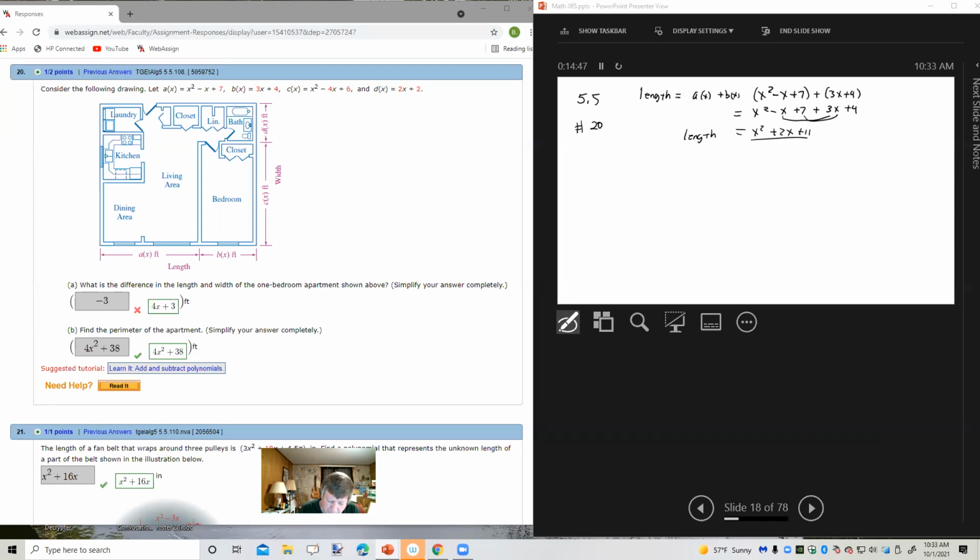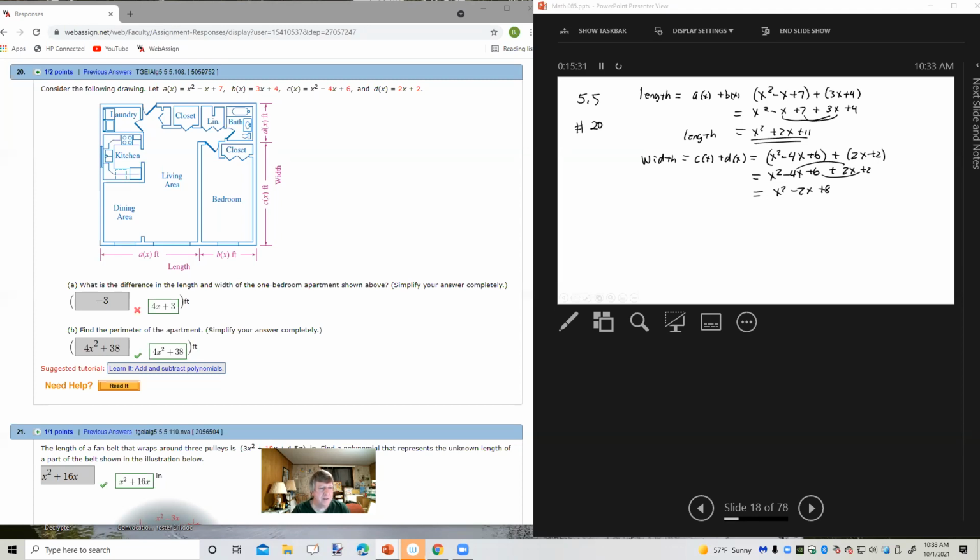Okay? Now, let's find the width. The width is c of x plus d of x, which is x squared minus 4x plus 6 plus 2x plus 2. Again, c of x plus d of x, which are up here. Adding these two polynomials together, again, nothing in front. We get rid of the grouping symbol, a plus sign in front. We just distribute the plus sign. Combining like terms, x squared minus 2x plus 8.